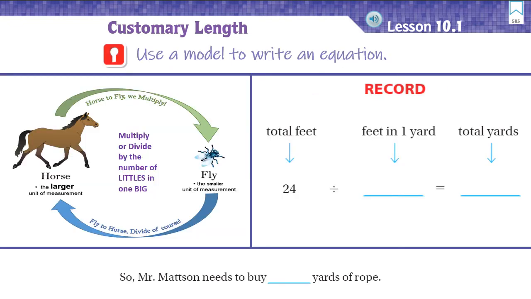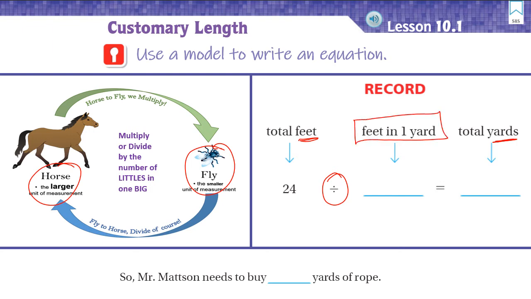Now we can use our horse to fly, you multiply, fly to horse, divide, of course. So we're starting with 24 feet and we're going to yards. So feet is going to be our fly. Yards is going to be our horse. So fly to horse, divide, of course. So that's where we get this from. Now we're going to divide by the number of littles in one big, or the number of feet in 1 yard, which is 3. 24 divided by 3 is 8. So Mr. Madsen needs to buy 8 yards of rope.